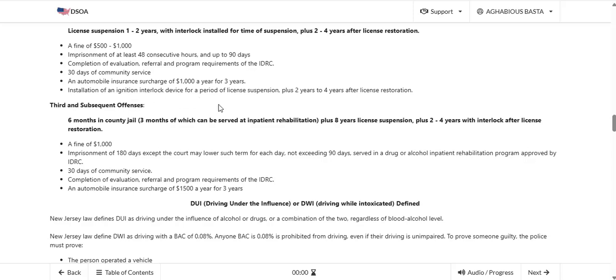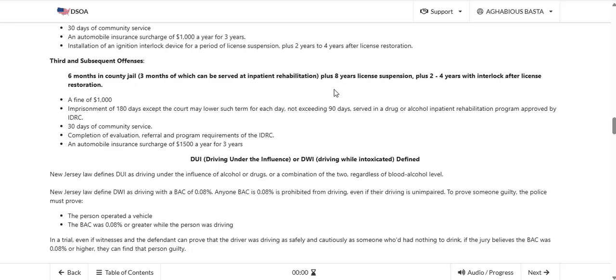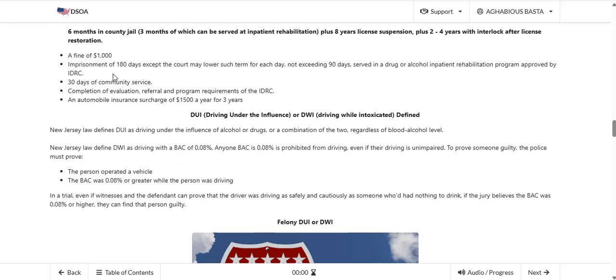Third and subsequent offenses: 6 months in county jail, 3 months of which can be served at inpatient rehabilitation, plus 8 years license suspension, plus 2 to 4 years with interlock after license restoration. A fine of $1,000, imprisonment of 180 days, except the court may lower such term for each day, not exceeding 90 days, served in a drug or alcohol inpatient rehabilitation program approved by IDRC. 30 days of community service. Completion of evaluation, referral and program requirements of the IDRC. An automobile insurance surcharge of $1,500 a year for 3 years.